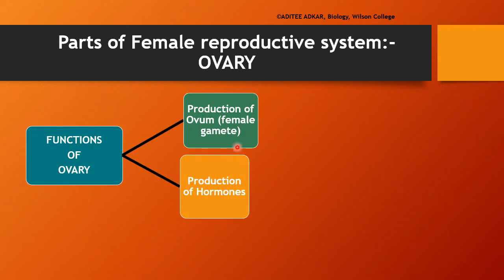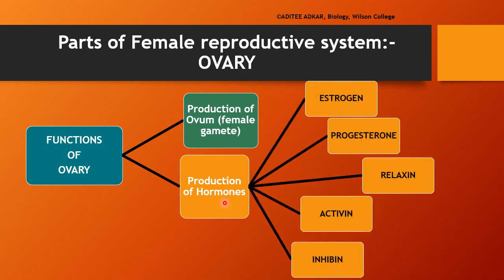The main function of the ovary is the production of the female gamete, which is the ovum or the egg. Apart from this, the ovary also functions as an endocrine gland. It produces certain hormones. It produces the female hormones like estrogen and progesterone. It also produces relaxin, activin, and inhibin.